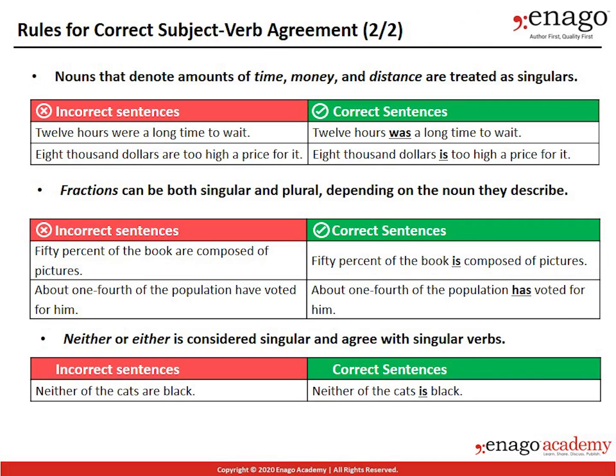So nouns that denote amounts of time and money are treated as singular. So "12 hours was a long time," "$8,000 is too high," whereas fractions can be singular or plural, and that depends on the noun. This is a really good list of tips. So "50% of the book is," and then "about 1/4 of the population has," but then neither and either are considered singular: "neither of the cats is black." Again, I think often it's a case of trying to say it out loud, or to find examples of something similar in other things that you might have written or read. Next slide.